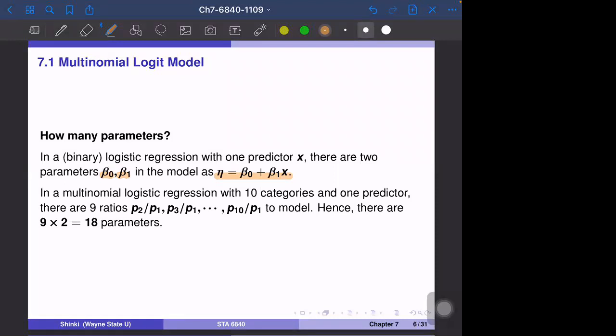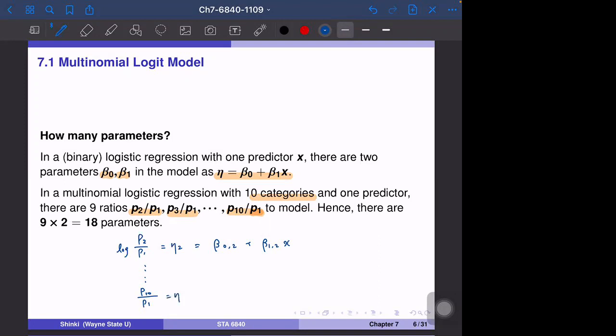In multinomial logistic regression with 10 categories and one predictor, there are 9 ratios. We have P1 to P10, so we consider P2 over P1, P3 over P1, up to P10 over P1. For each one, for example P2 over P1, we take the log, and this is eta, say eta_i2, equal to beta naught plus beta 1 x. But this is for this ratio, so maybe we should have one more index. This holds for all the categories from 2 to 10.